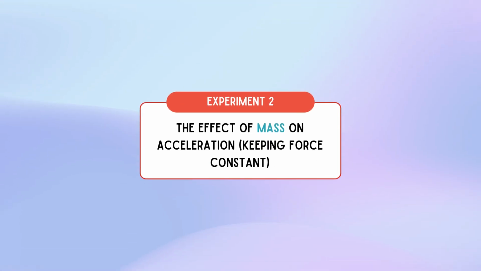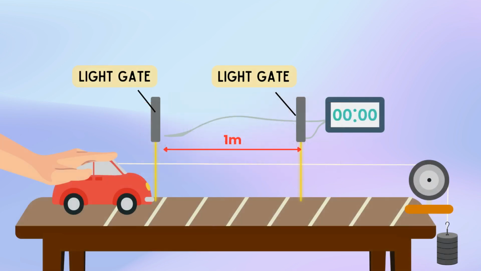Now let's turn to our second experiment. The setup here is almost identical to our first experiment. But for this experiment, to save us some time doing calculations, we will use light gates and a computer program which automatically calculates the acceleration of the car for us. It doesn't matter which approach you take here, as long as you have some data on the acceleration of the car by the end of the experiment.